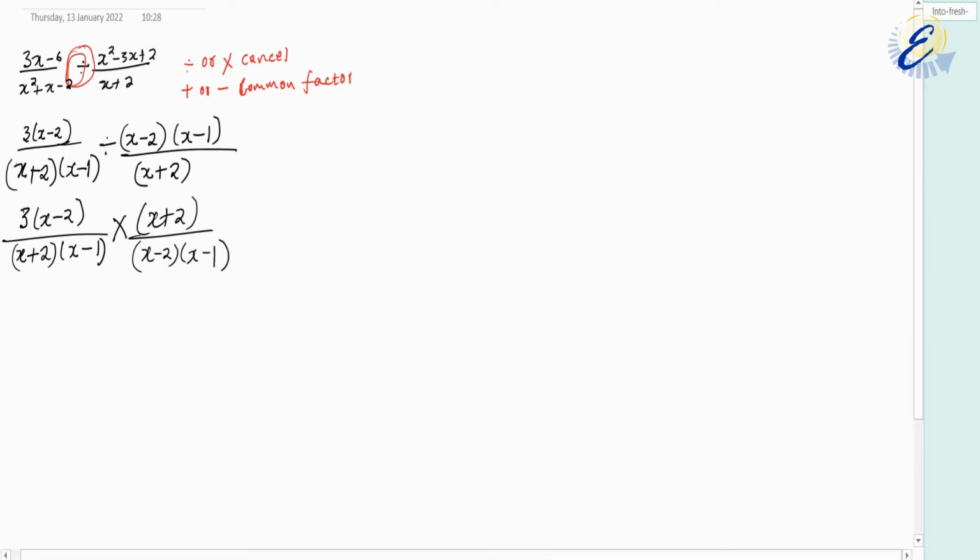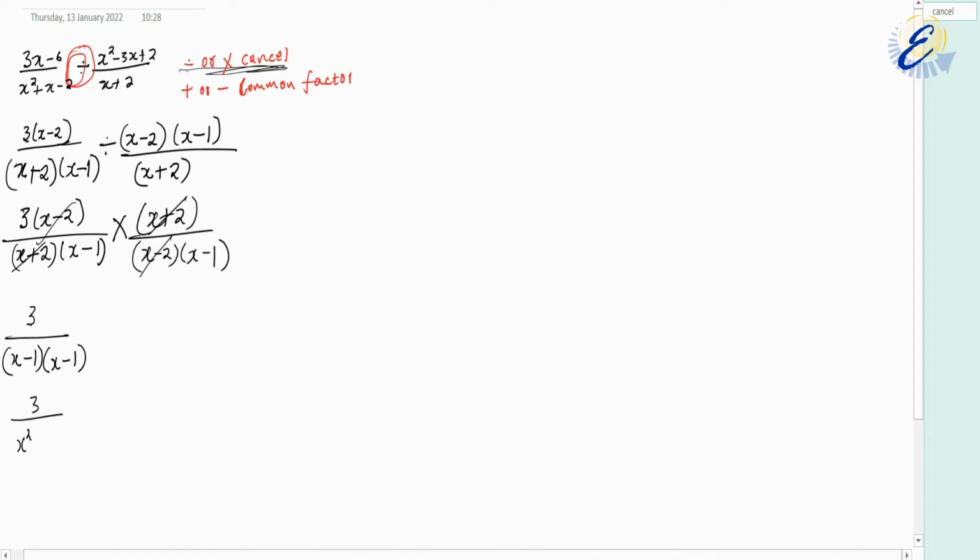Now let's check from here. The binary operation is a multiplication, and it still leads us to cancel. Let's check: is there anything that can cancel each other? This one cancels this one, and this one cancels this one. You remain with 3 all over x minus 1 all over x minus 1. Now, if you want to simplify further, it becomes 3 all over x squared.